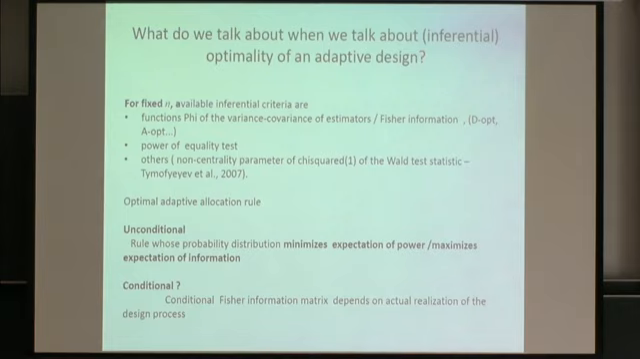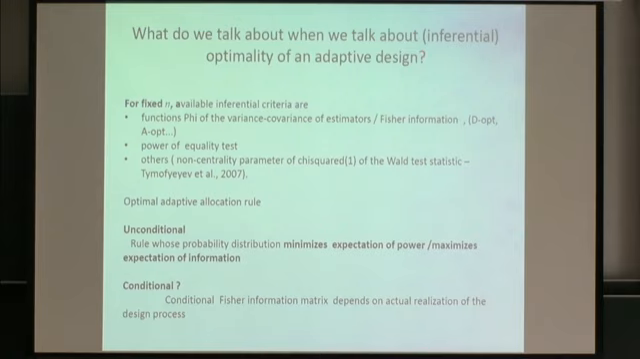So when we say that an adaptive allocation rule is optimal, what do we actually mean? Do we mean a rule whose probability distribution minimizes the expectation of the power and/or the expected information? This is a possibility for unconditional inference.